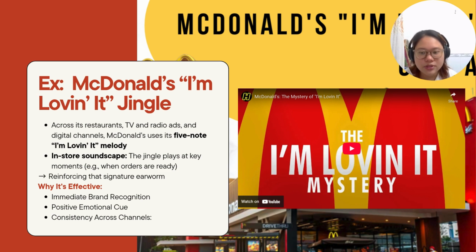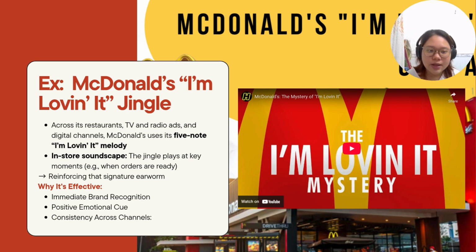across the restaurant, TV and radio ads, and digital channels, all the touch points that the customer will experience at McDonald's, it uses the five-note "I'm loving it" melody, and moreover the in-store soundscape. The jingle melody will play at key moments, like when we order the product and when the products are ready. The five notes will ring out, reinforcing the signature earworm throughout the visit of the customer in the store.